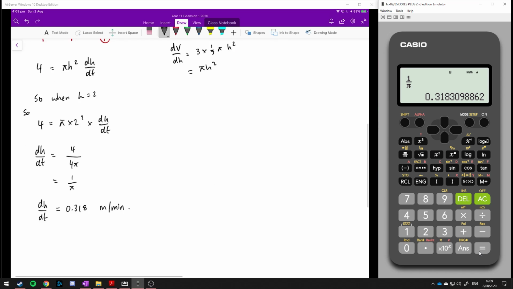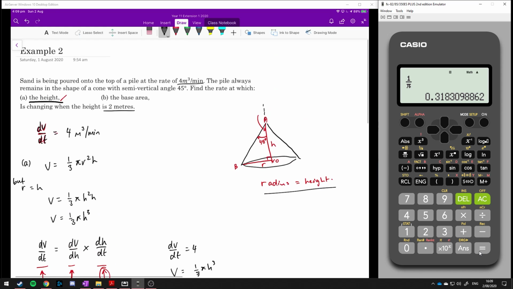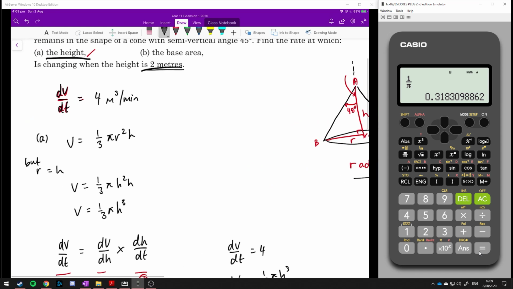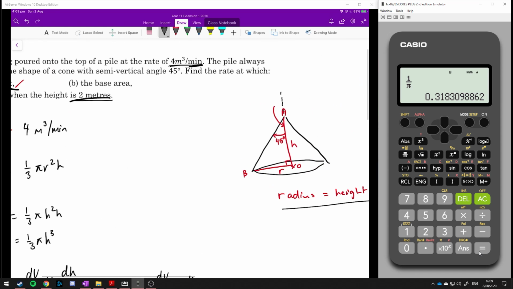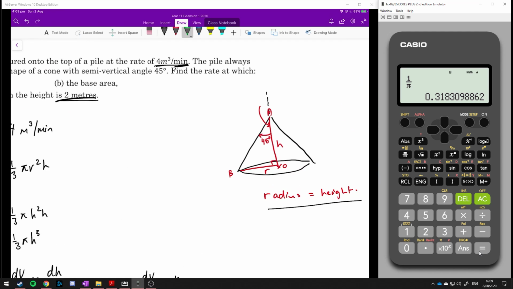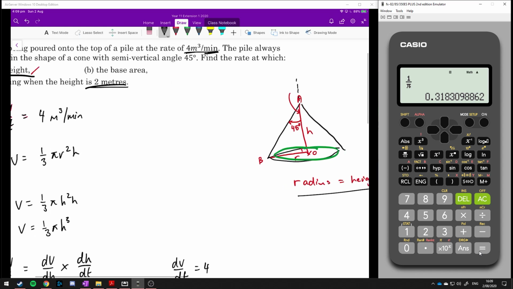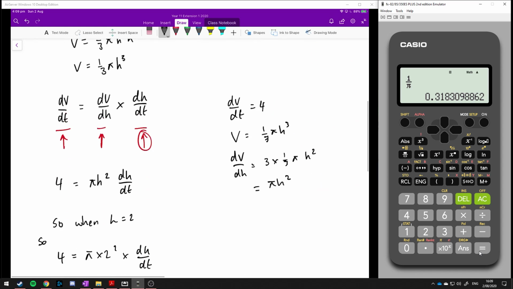Okay, now we know it's meters per minute, because all of our measurements are in meters and our time is measured in minutes. Now our next one is our base area. So what shape do we have for our base area? And I'm hoping you keen punters at home have picked up that it is a circle.